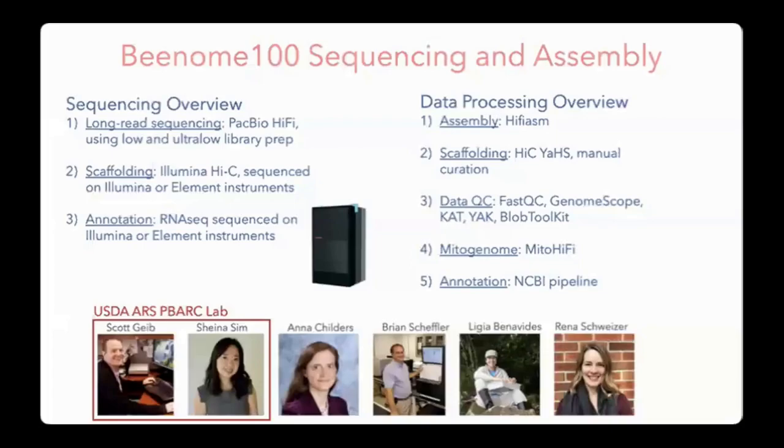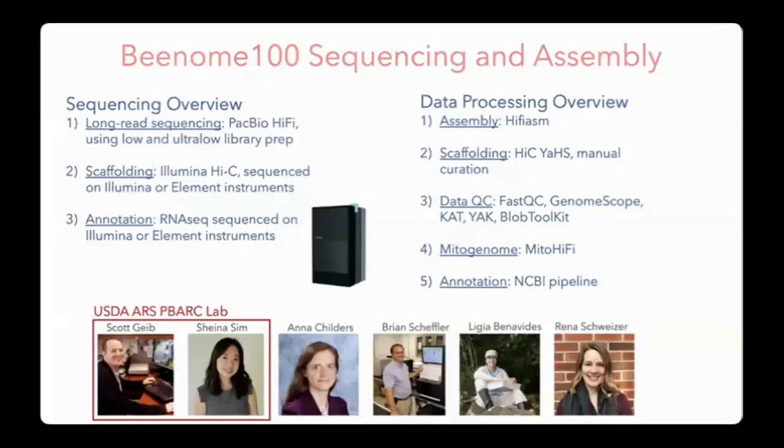We extract mitogenomes using mito-hi-fi, and we annotate genomes using NCBI's annotation pipeline, combined with new or existing evidence, such as RNA-seq data. We prefer to make genomes public and use NCBI's pipeline so the annotations are consistent across genomes.